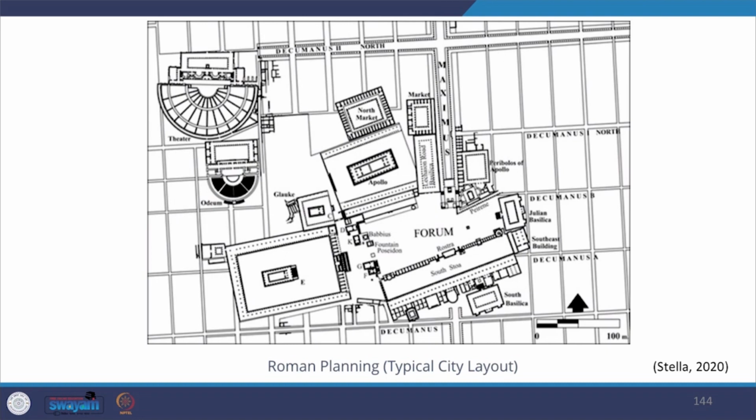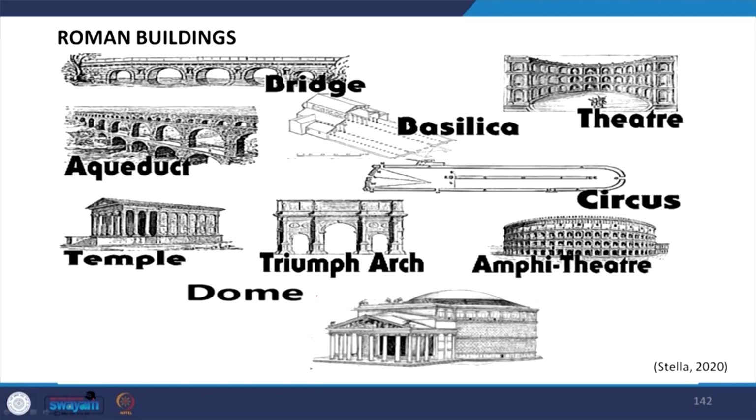In this image, we can see the forum, we can see the theater, we can see the stadium, we can see the street pattern, the marketplaces, all these you can see here. So the main components of the Roman buildings, you can see the bridge, aqueduct, basilica, theater, circus, amphitheater, triumph arch, dome, temple. So it took quite some time for other civilizations to capture the dome construction.